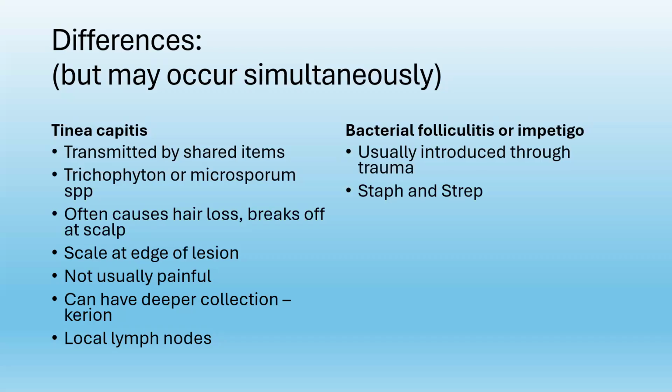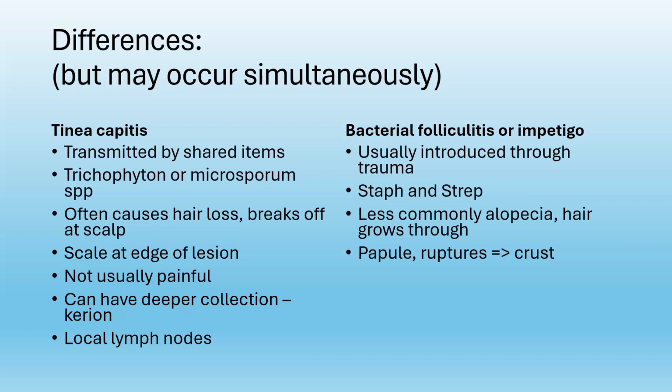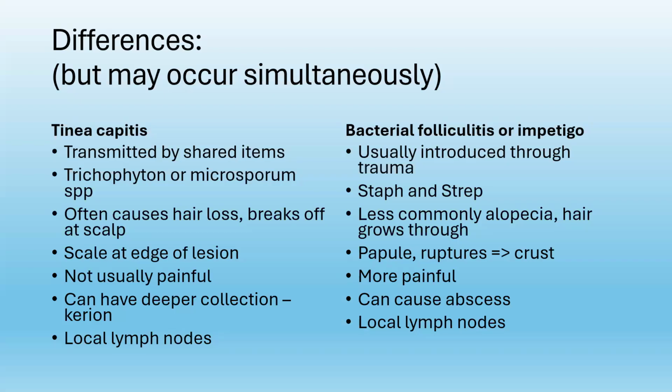The organisms here are usually Staph aureus and Strep pyogenes. This, though, less commonly causes alopecia, and the hair would tend to grow through the area that's infected. The process is usually papules, which then rupture and form a small golden yellow crust on the surface, and this tends to be more painful. If extensive, neglected, not treated properly, it can actually cause an abscess. In both of them, you can get local lymph nodes, so that doesn't really help us.